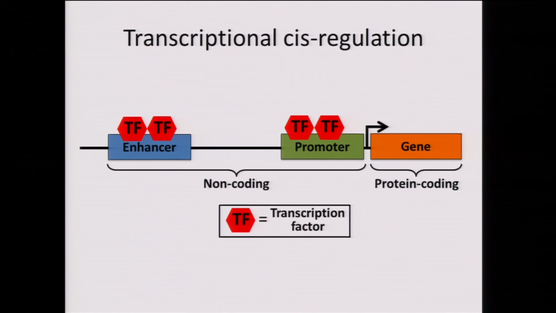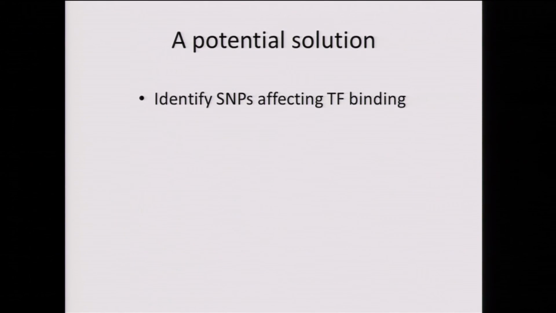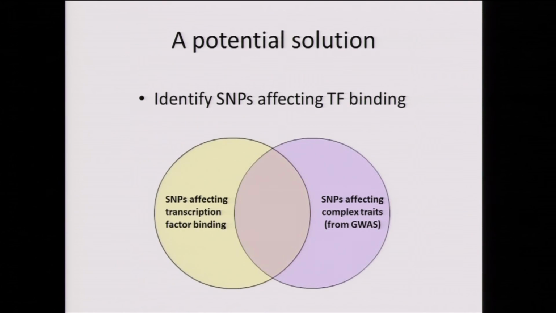One potential way that we might be able to understand the molecular mechanism of this non-coding variation would be if we could identify genetic variants such as SNPs that are affecting transcription factor binding. If we could do that, you could imagine taking a simple Venn diagram like this and saying, on the one hand, we have SNPs that affect transcription factor binding, and on the other, we have SNPs that affect these complex traits. If we look at the intersection of those, then those would be SNPs that are affecting these traits quite possibly via their effect on transcription factor binding. So this would be a very easy way to get at this.